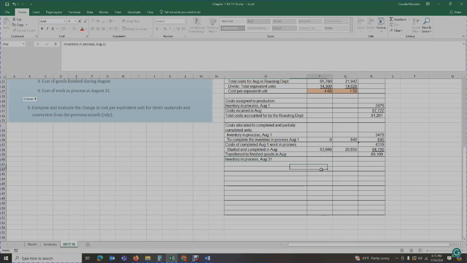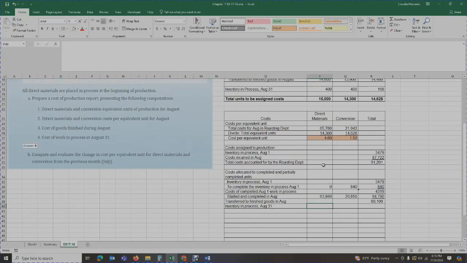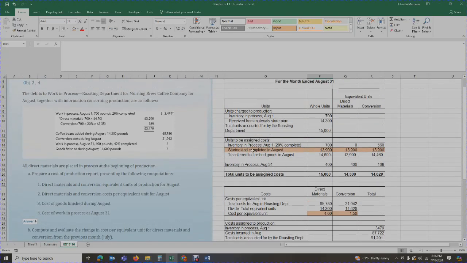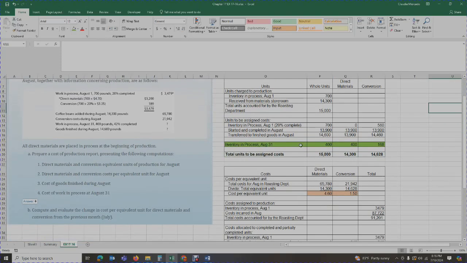Okay. So according to our calculations, how many units did we have in inventory in process? Let me unhighlight that because I'm no longer using that information. Now we're going to go down to this section. Okay, so we have three sections that we use: our beginning inventory, the units that we started and completed during the month, and then our ending inventory, which we have 400 units, whole units. For materials purposes, those 400 units are going to be allocated in the month of August, and for conversion, it's going to be 168. Okay, because it's 42% complete.